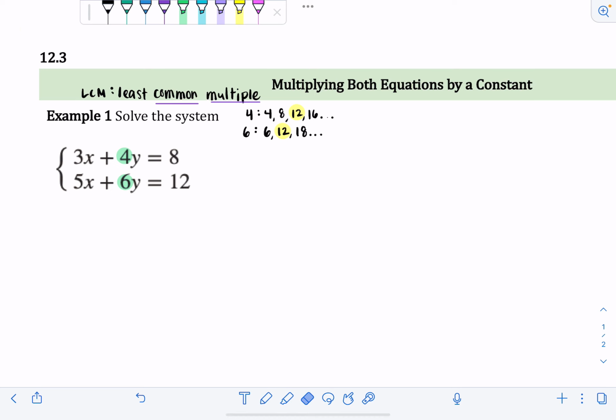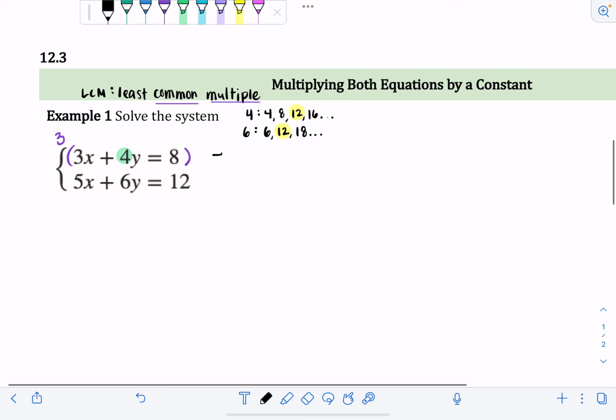So let's say I want to change that 4y into a 12y. I have to think, okay, 4 times what gets me 12? I would have to multiply by 3. So I'm going to take this entire equation and I'm going to multiply it by 3.